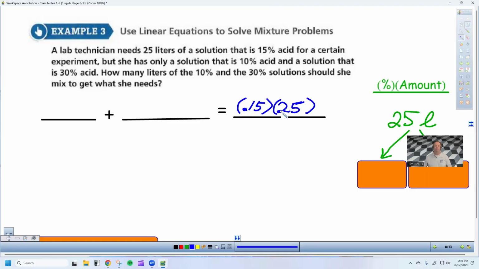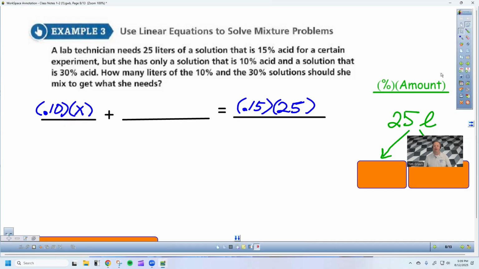But what is she starting with? One blank is going to have 10% acid. You can certainly put a percent in there. Notice that I'm always writing these percents as decimals. That's important in a mixture problem. But I don't know how much she's going to need of that. Just like before, when I don't know how much, I'm going to use a variable. So let me put an x there.